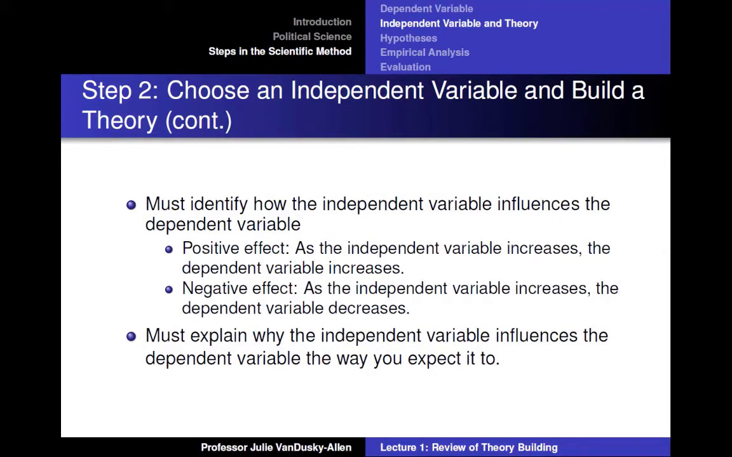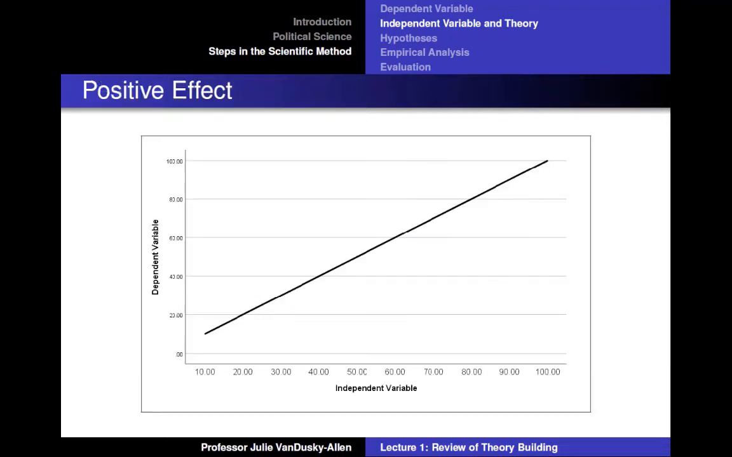In our theories, we have to be specific about how we think the independent variable influences the dependent variable. We state that the independent variable has a positive effect on the dependent variable or a negative effect on the dependent variable. If we believe the independent variable has a positive effect, we believe that as the independent variable increases, the dependent variable increases. Here is a graphical representation of a positive relationship between two variables.